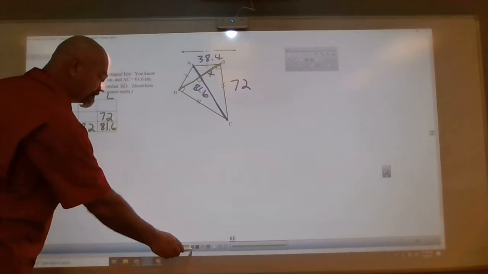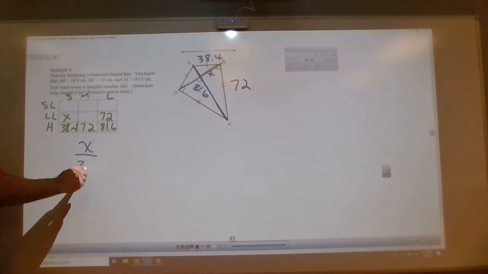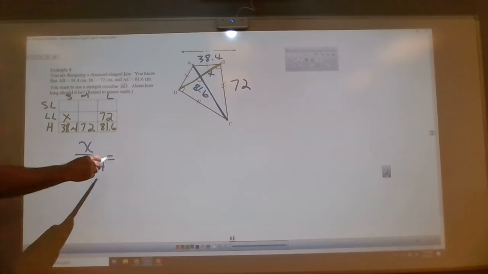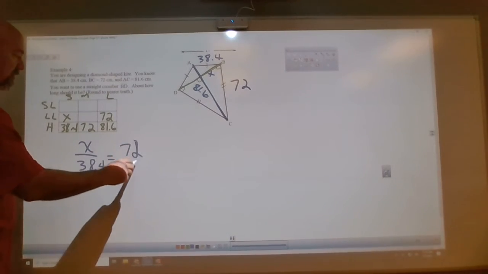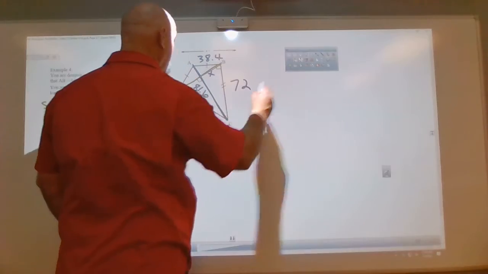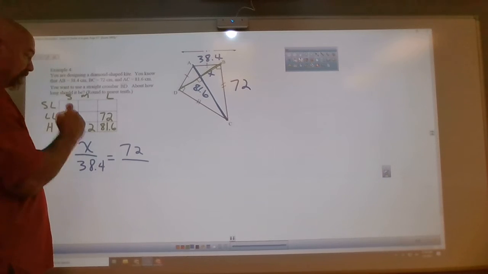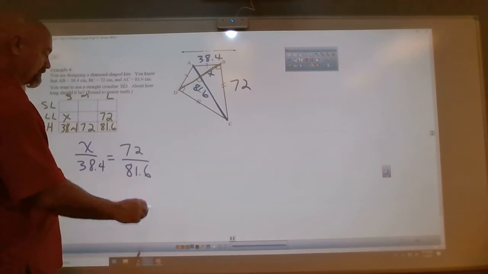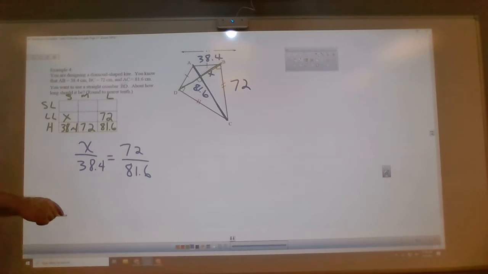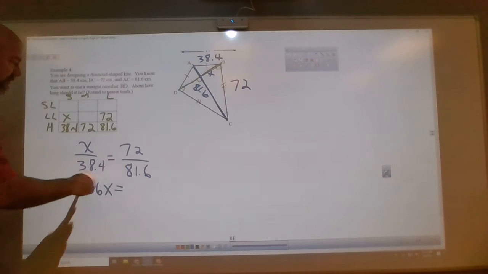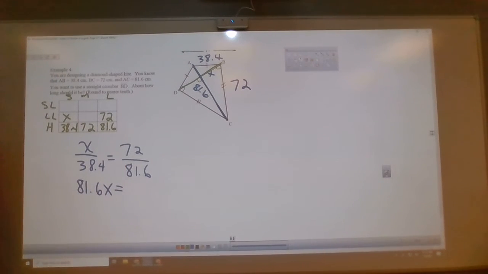So here we go. X over 38.4 equals 72 over 81.6. X equals, I don't know what that number is. What is that number? 33, and then it's 0.88, so you round it to 9, right? Yep. These two multiplied together? Oh, sorry.